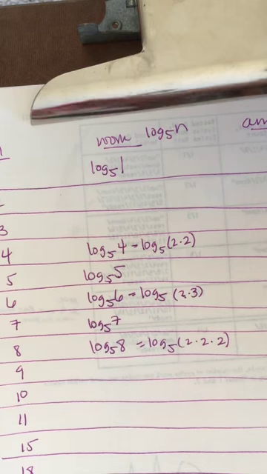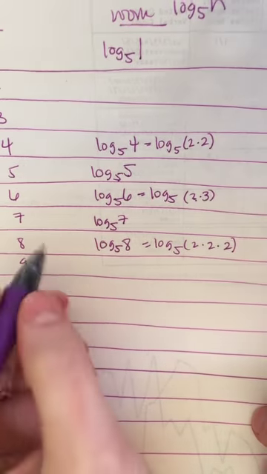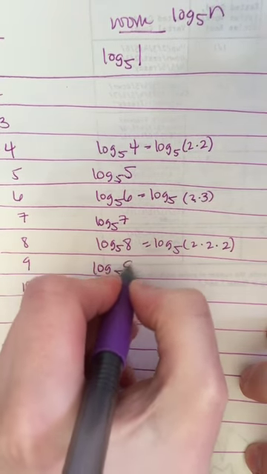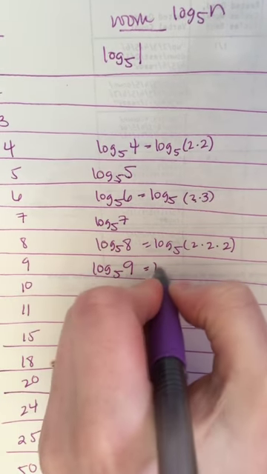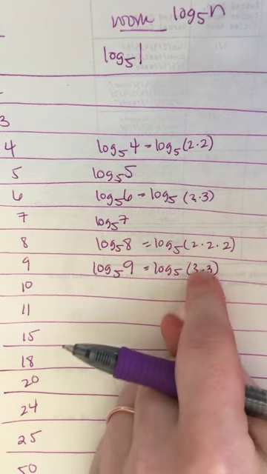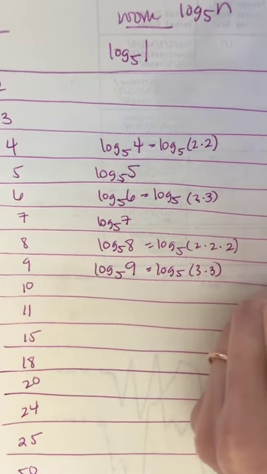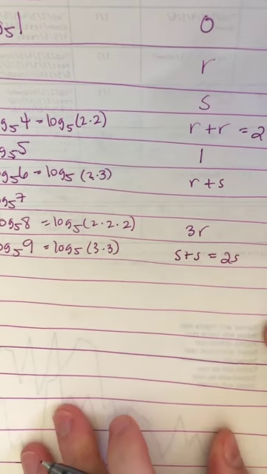Then if I look at 9, I'm going to take this off of the paper so I can move it up a bit. Okay. If I look at 9, I'm going to get log base 5 of 9. Well, that's log base 5 of 3 times 3. So log base 5 of 3 is S. Log base 5 of 3 is S. So this will be S plus S, or 2S.